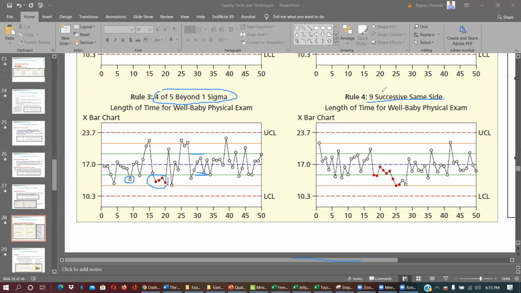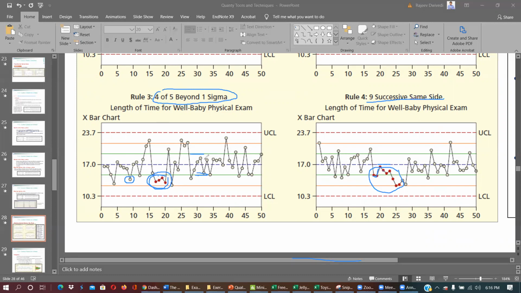So basically, this is the mean, 1 2 3 4 5. These are the 9, I believe. 1 2 3 4 5 6 7 8 9. Yes, 9 successive same side. Here 4 of 5 beyond 1 sigma, and that is also successive. So why? Because these observations are coming.